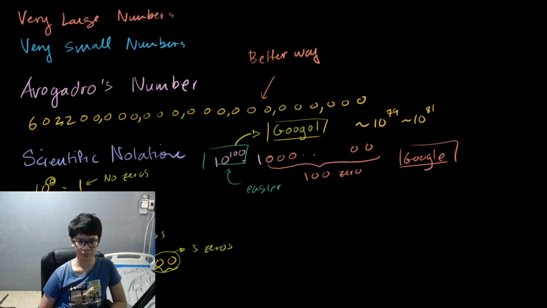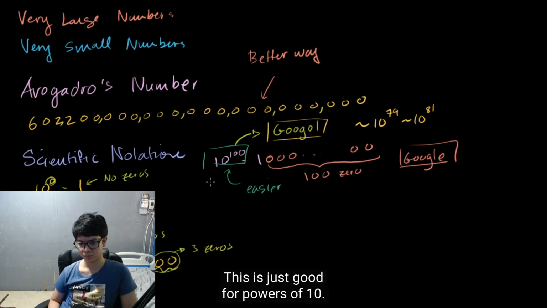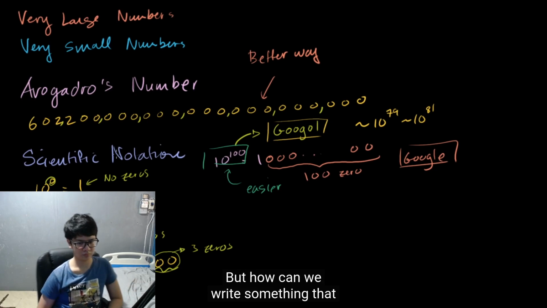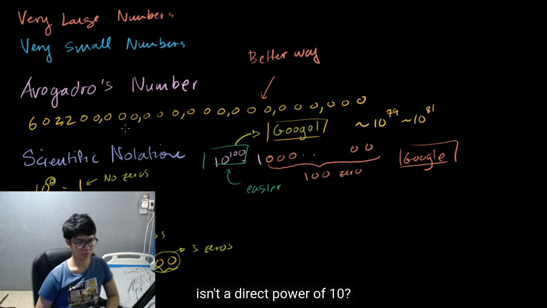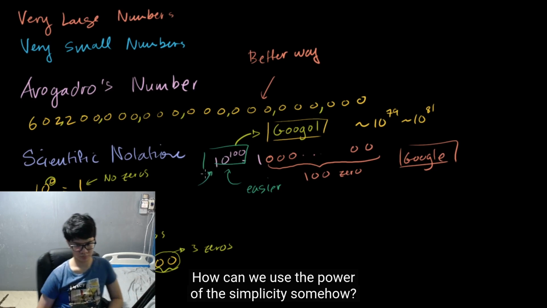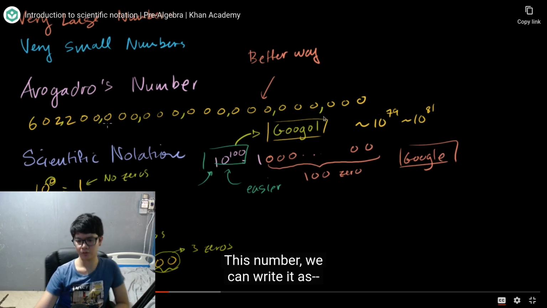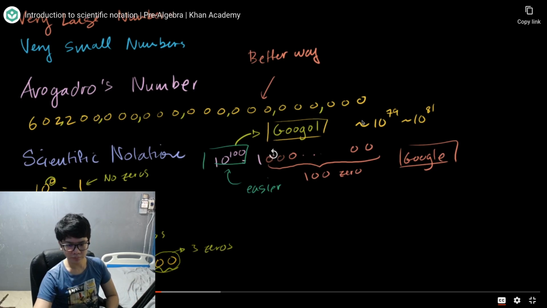And so you might think, well, this is just good for powers of 10, right? But how can we write something that isn't a direct power of 10? How can we use the power of this simplicity somehow? And to do that, you just need to make the realization.